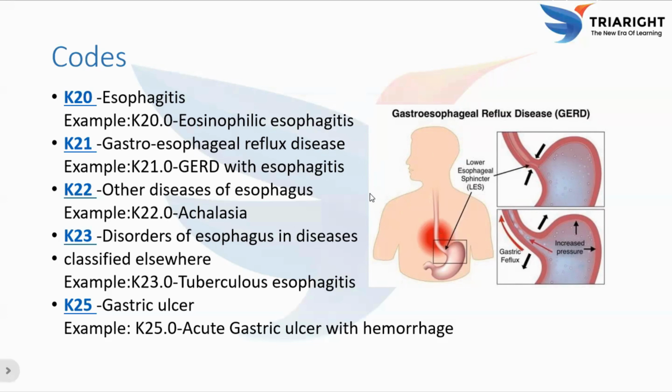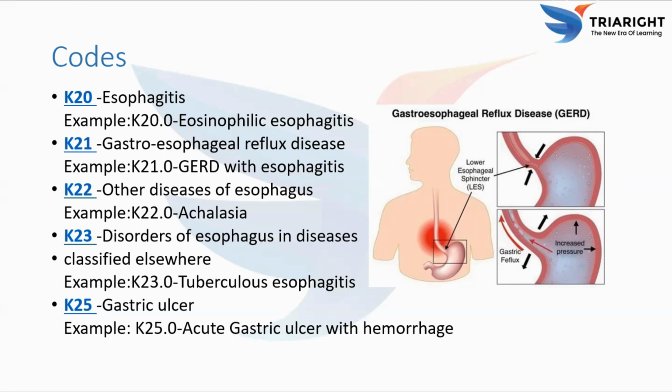So eosinophilic esophagitis is a chronic allergic inflammatory condition of the esophagus, and it happens when a type of WBC, white blood cells, called eosinophils, builds up in the lining of the esophagus. In that condition it is called eosinophilic esophagitis. When a patient gets diagnosed with eosinophilic esophagitis, the K20.0 ICD-10 code is assigned. So what are the symptoms of this condition? Painful swallowing, heartburn, and also chest discomfort are the symptoms of this esophagitis.